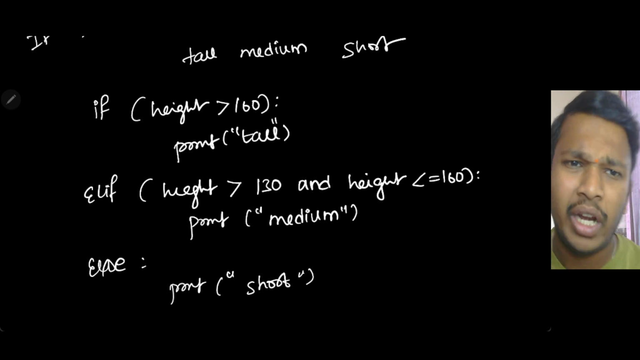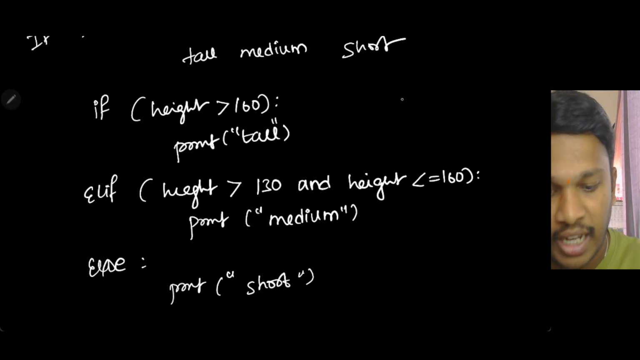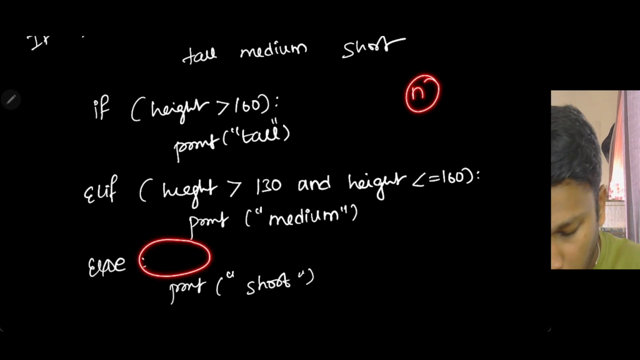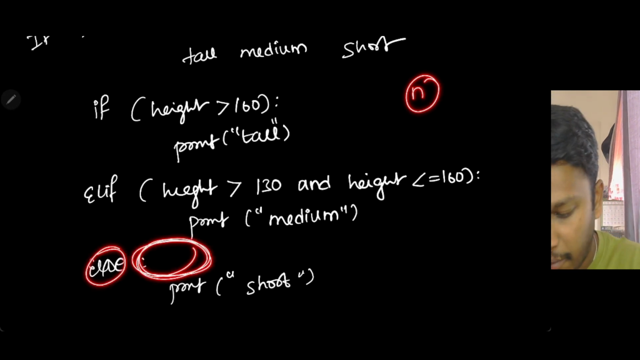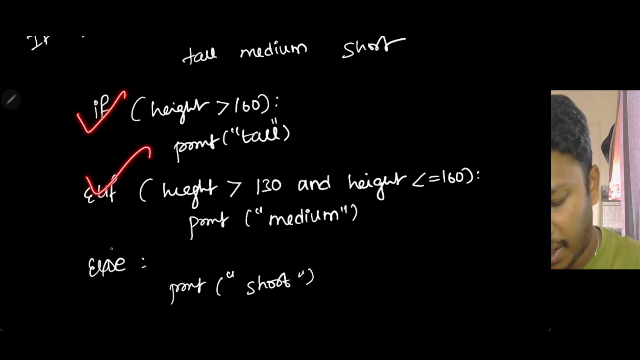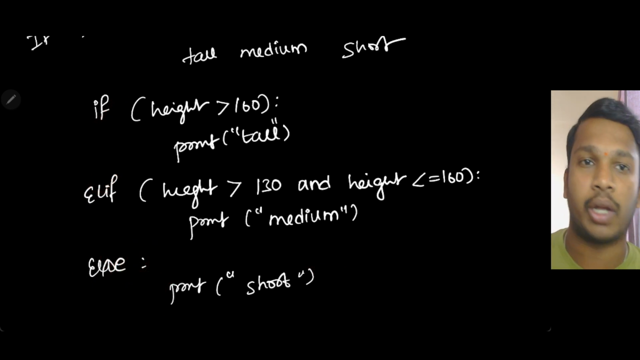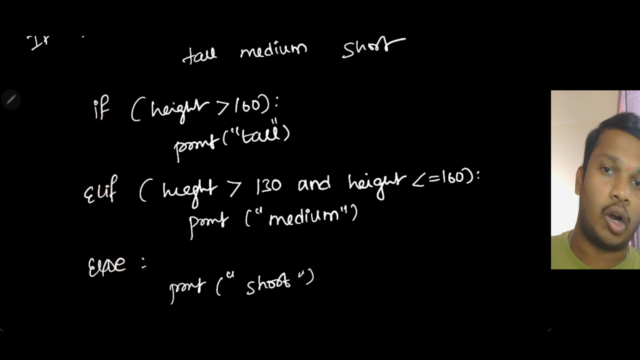These are the three cases, only three conditions. Whenever you have a number of conditions, for the last one you need not write the condition, because if every case fails, by default it will come to else. So for the else part no need to write a condition.